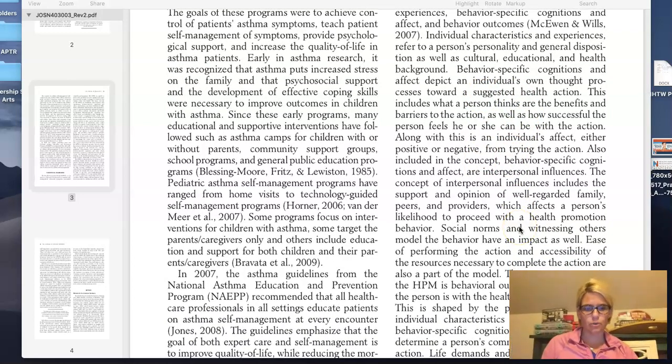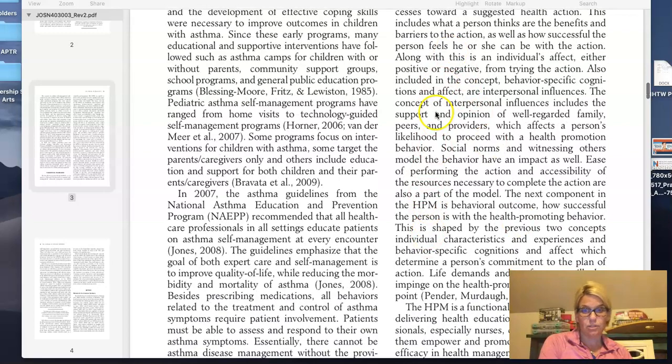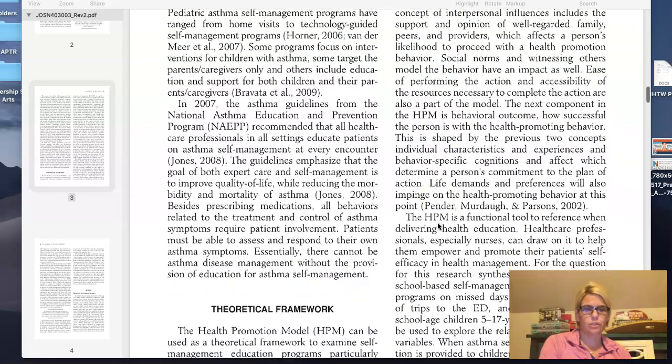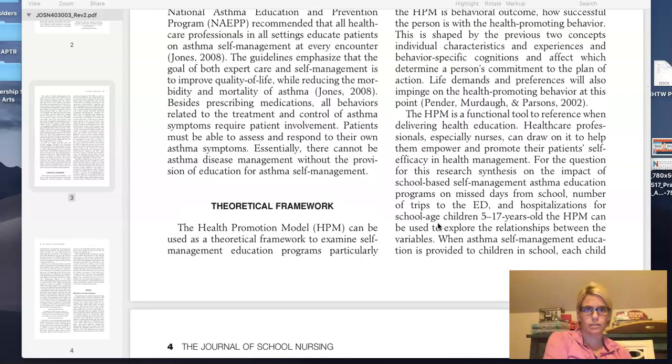I think it's good to note that she talked about it just in general, just how it is, without it being related to her study or her interest at first. She took a lot of time to do that. She took this whole entire paragraph to explain to the reader so that they know what it is. Then she moves on to say, the next thing is, how is that important to me and what I'm interested in? So the HPM is a functional tool to reference when you deliver health education. Then she talks about how this is a tool for her goal, which is the education.